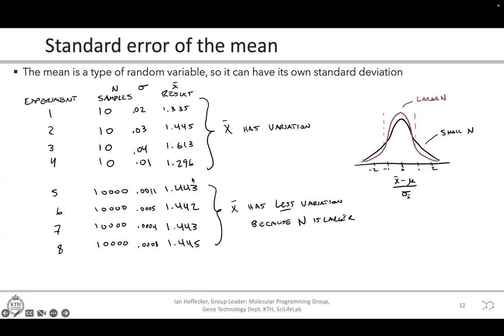X bar is not varying as much in this case. So it's got a narrower spread. And what happened was we changed the sample number. Instead of each experiment consisting of 10 measurements, it consists of 10,000 measurements in the second group here. And then what we see is that the spread of X bar is much less. It's more tightly distributed around something like 1.44, and our variation has been pushed out to this third decimal place. Whereas in the case where there's only 10 measurements, it's bouncing around all over the place, 1.6, 1.2. And that's because n is larger.